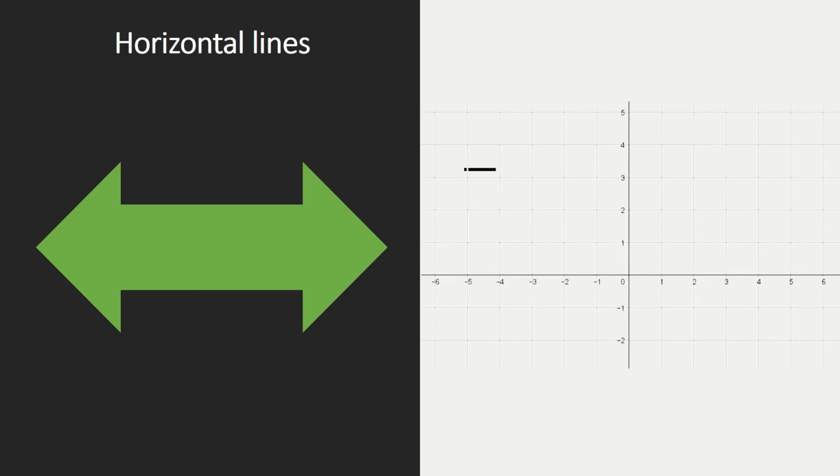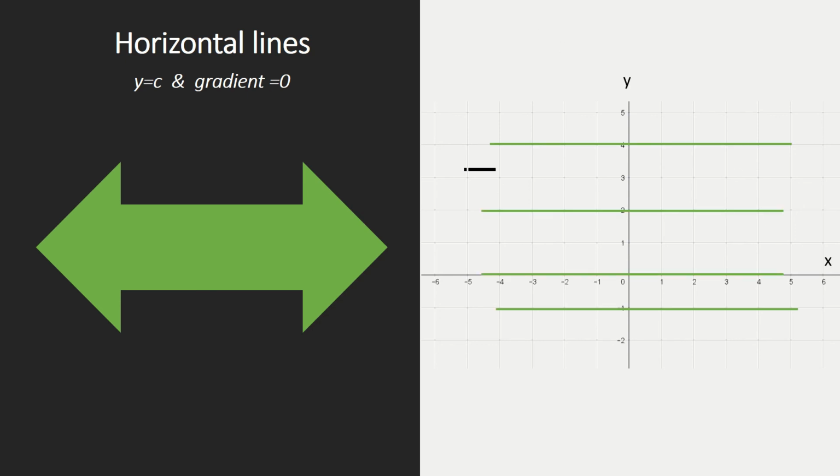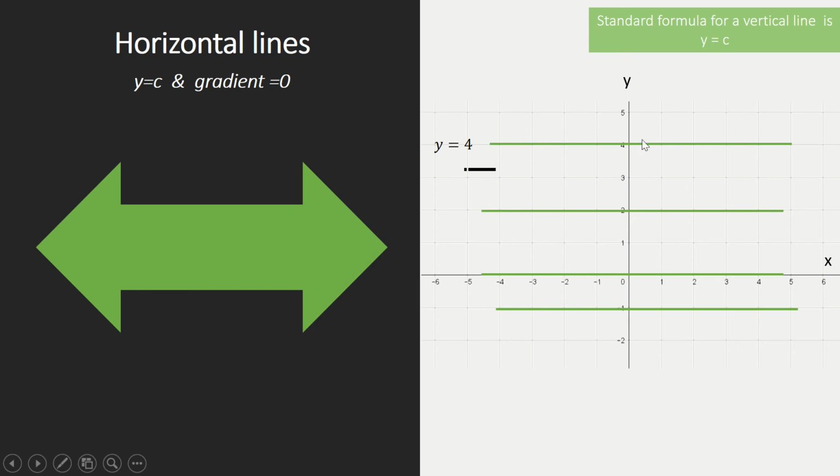So what about horizontal lines? A couple of examples of horizontal lines are these. The first thing that you must know is that the standard formula for a horizontal line is y equals c. That means that over here our y value is 4, so we get y equals 4. Over here it's 2, so y equals 2. Over here 0, so y equals 0. And over here it's minus 1, so y equals minus 1.